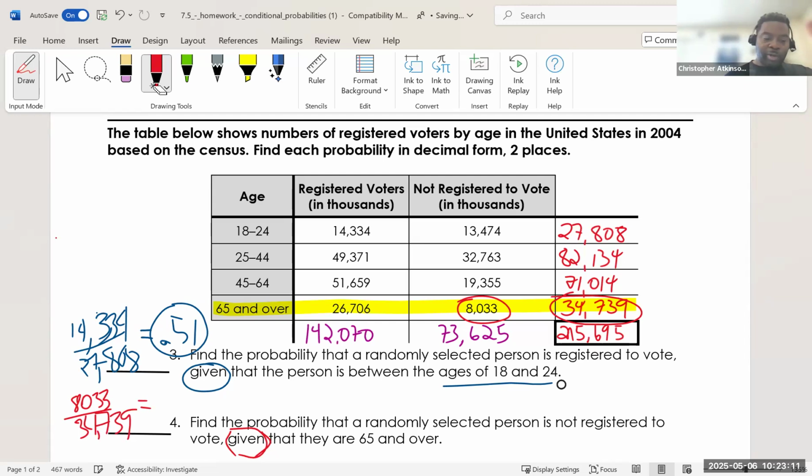I'll put that in the calculator. That's going to give me 0.23. You have to forgive my handwriting trying to write with this pen. So 0.23. So you have a 23% chance of this person being 65 or over and not registered. So again, I just wanted to clarify how to do conditional probability based on using a two-way table and its totals.